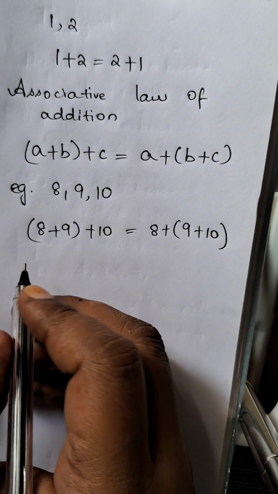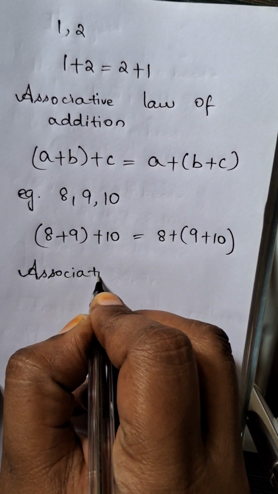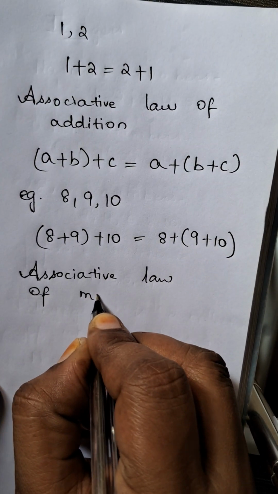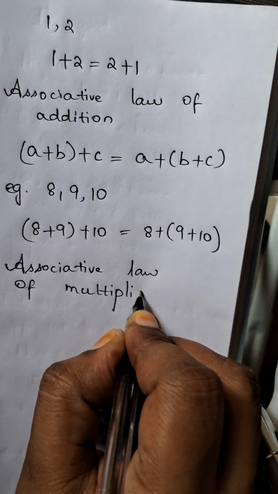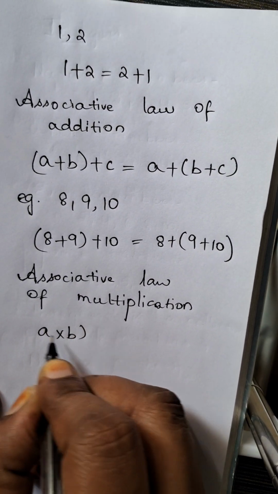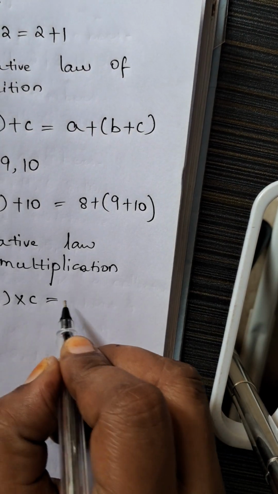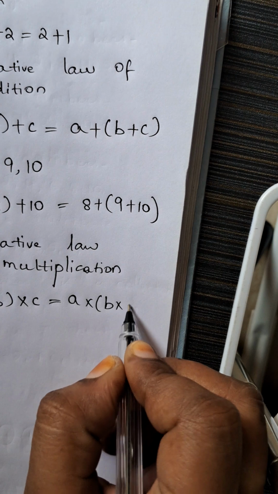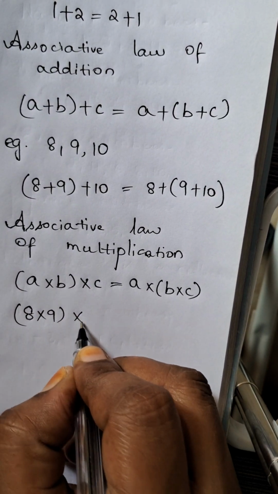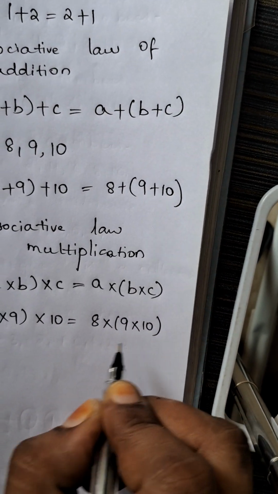Next is the associative law of multiplication. A into B into C: (A into B) into C is equal to A into (B into C). Take the same numbers. (8 into 9) into 10 will be equal to 8 into (9 into 10).